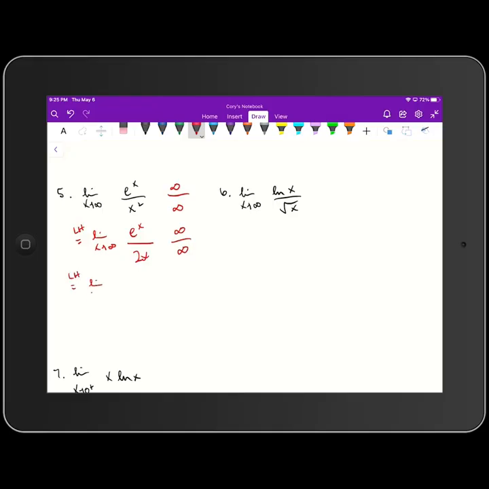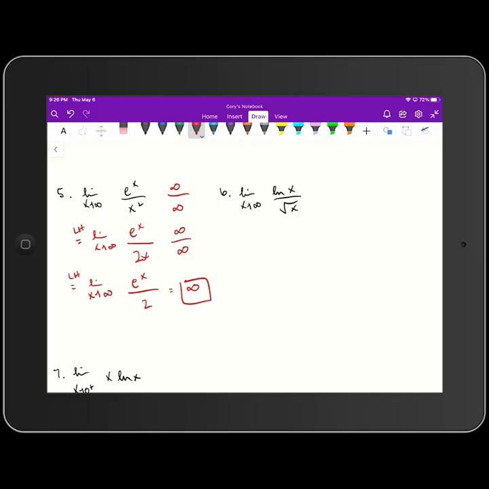Okay, so that's going to give me the limit as x goes to infinity of the derivative of the numerator, which is e raised to the x power, divided by the derivative of the denominator, which is 2. And as x gets big, e to the x power goes to infinity. Infinity divided by 2 is infinity. So the value of that limit is infinity, which means that the numerator is growing at a faster rate than the denominator is. And if you think about that, that should make sense. The exponential function e raised to the x power is going to grow significantly faster than the function x squared does.